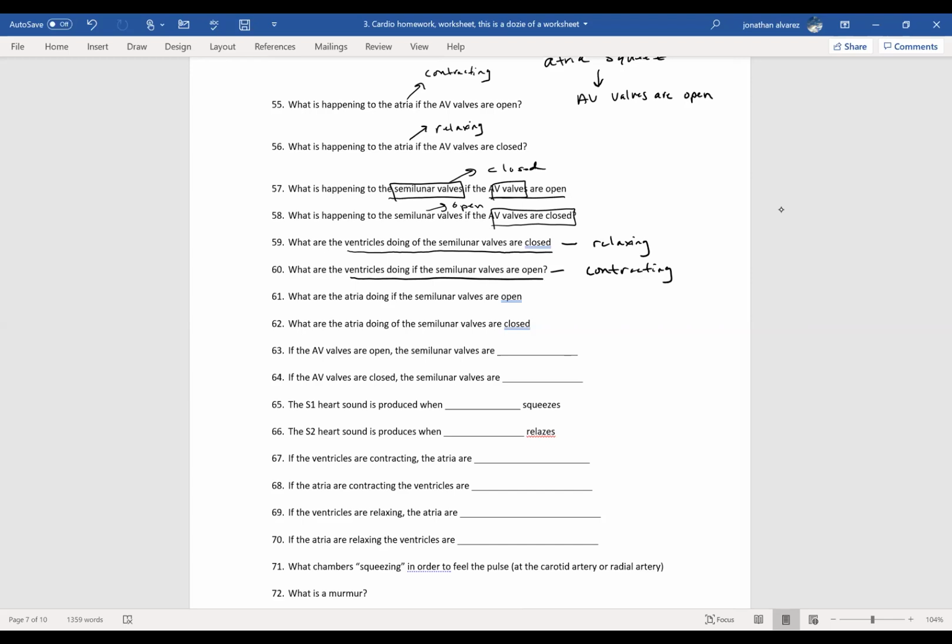What are the atria doing if the semilunar valves are open? If the atria squeeze, there's your heart, right? So there's the atria. If they're contracting, that means the AV valves are open.